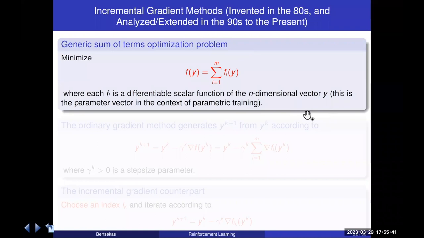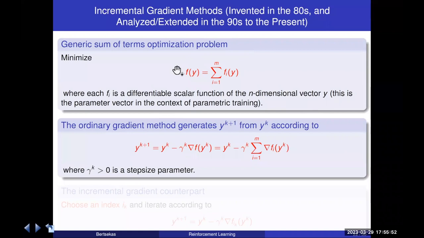Here is the issue. The ordinary gradient method for minimizing generic cost functions F works like you see here. It's an iterative method, and at the kth iteration, it has a vector y_k and generates a new vector y_{k+1} by moving in the direction of the negative gradient. We calculate the gradient of f at y_k multiplied with a positive parameter, the step size. Sometimes people call it the learning rate, regardless of neural networks. So this gamma_k tells you how much you ought to move in the direction of the negative gradient. And after you move, you obtain y_{k+1}.